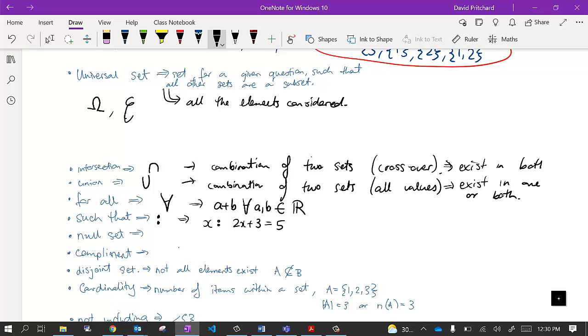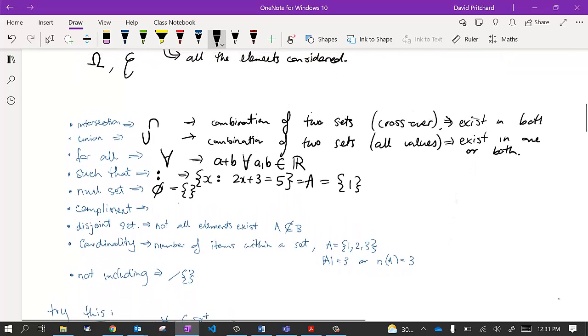Now from that, we might define a set, so we can say that this set is equal to A. Now when we go and solve 2x plus 3 is equal to 5, we end up with x is equal to 1. So that means that set A is {1}. So we can see here that this allows us to determine the condition for the set to be considered. A null set is just an empty set, and that is a symbol we use.